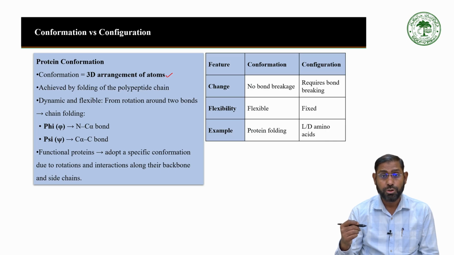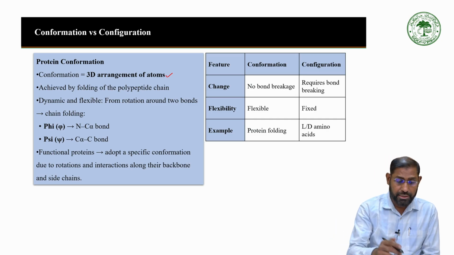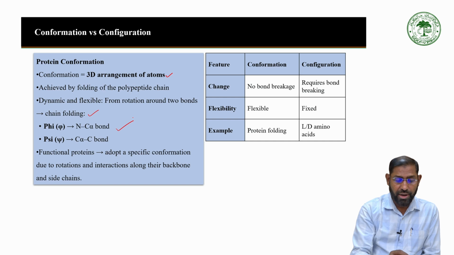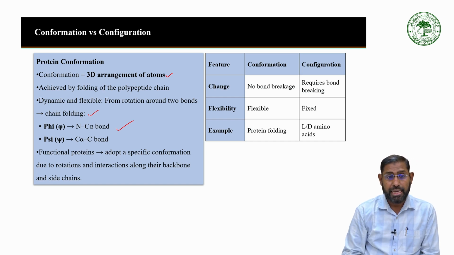It forms by rotation around two bonds, which I already mentioned. The peptide bond is not going to rotate, it is planar, but the other two bonds allow what is called chain folding. Phi is the bond between N and C alpha carbon, and psi is between the alpha carbon and carbonyl carbon. Both have rotation around bonds, and because of the rotation and the conformation the proteins become functional and adopt a specific conformation due to rotation and interaction along their backbone and the side chain.